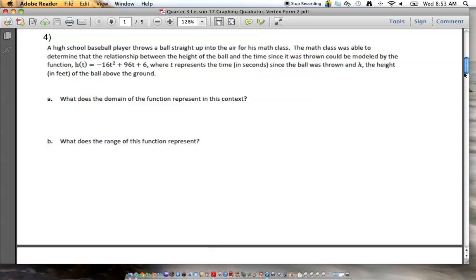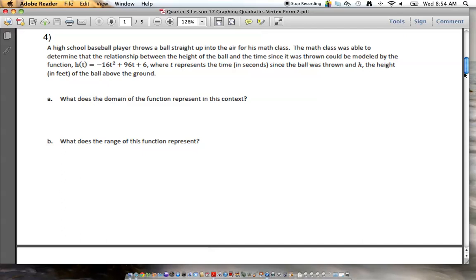A bus is yellow. Now, H of t is negative 16t squared plus 96t plus 6. T is time in seconds. A ball was thrown in the air. H is the height of the ball above the ground. In this context, what does the domain represent? One word, starts with a T. Time. Domain is inputs, right? Domain starts with T.